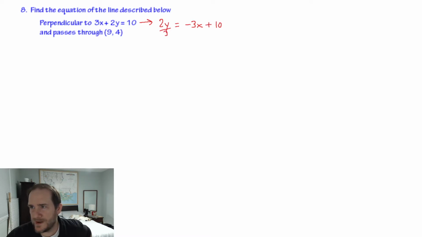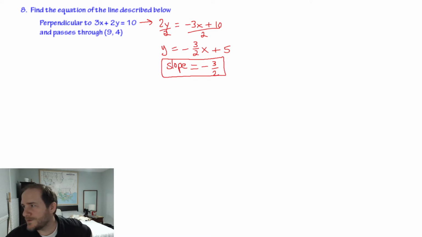So you'll have 2y equals negative 3x plus 10. And you'll have to divide through by 2. So you'll get y equals negative 3 over 2 x plus 5. So that means the given line has a slope of negative 3 over 2.